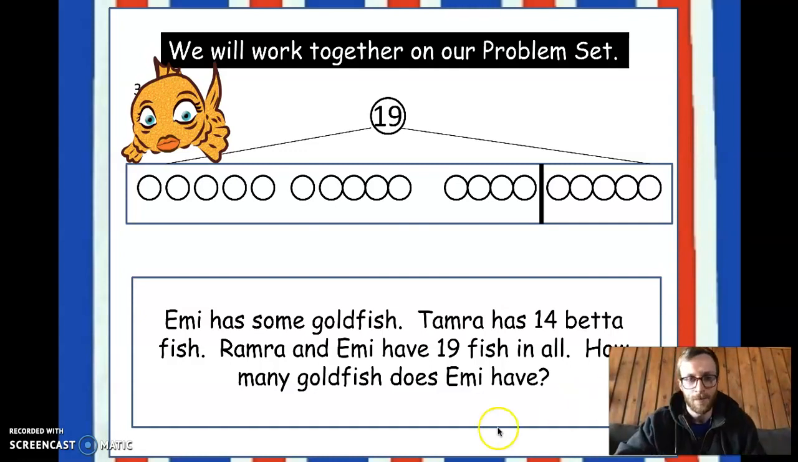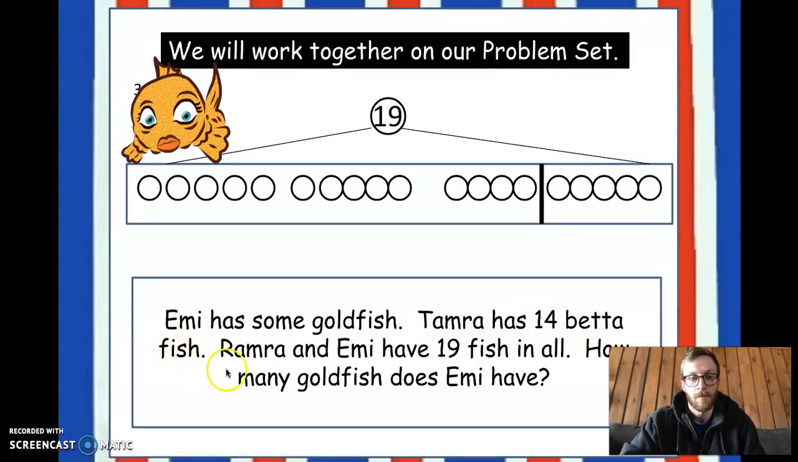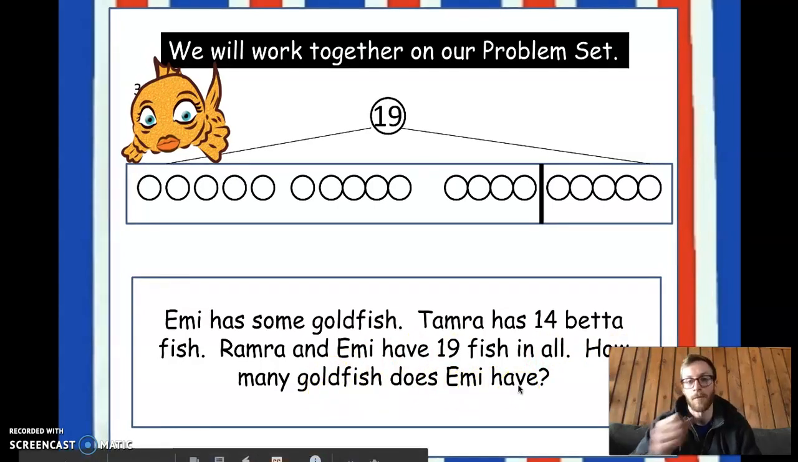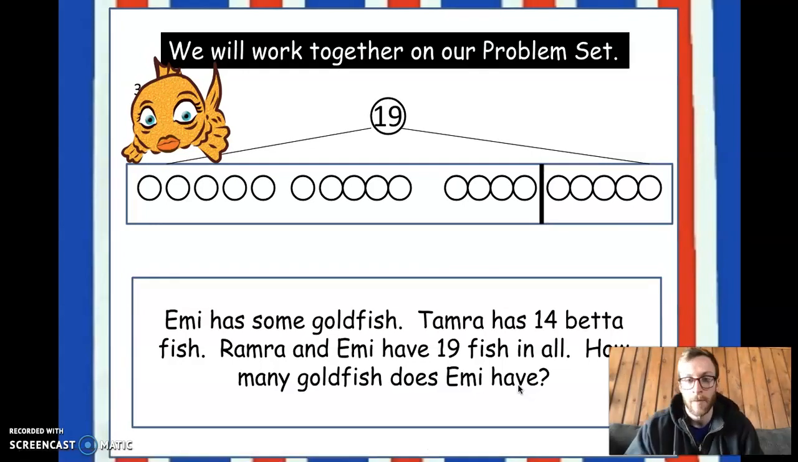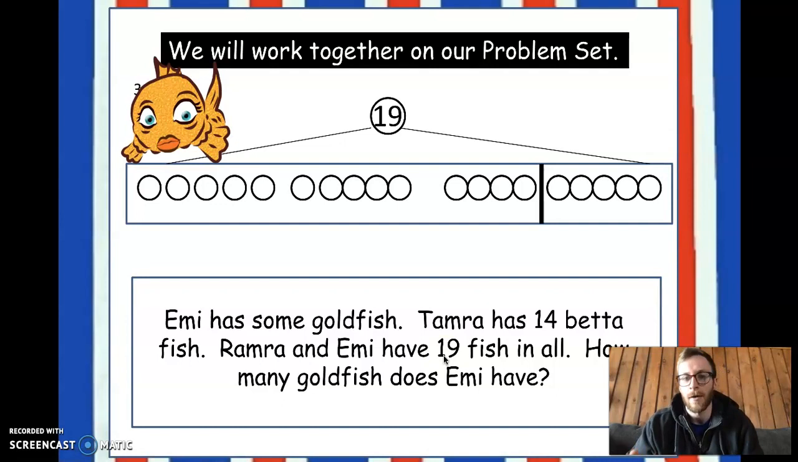So this problem says, Emmy has some goldfish. Tamra has 14 beta fish. Tamra and Emmy have 19 fish in all. How many goldfish does Emmy have? So Emmy has some goldfish. Tamra has 14 beta fish. Together, or in all, like it says right here, they have 19. So in all, or all together, or total, or whole, those mean all the same thing. So that is our keyword and our hint in the word problem that tells us our whole is 19 because they have 19 in all.